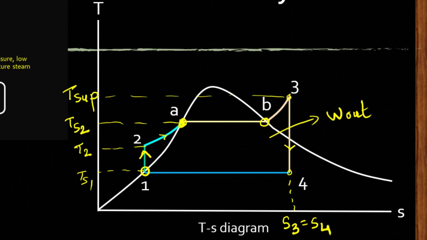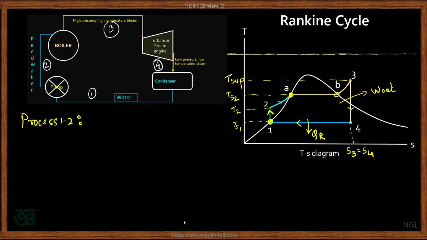Ultimately we will get saturated water at point 1. So point 1 is the heat rejection process, and the condensation takes place due to the rejection of heat, and finally we get saturated water at low pressure, and this is again pumped to the boiler and the cycle repeats. So process 1-2 is an isentropic process.